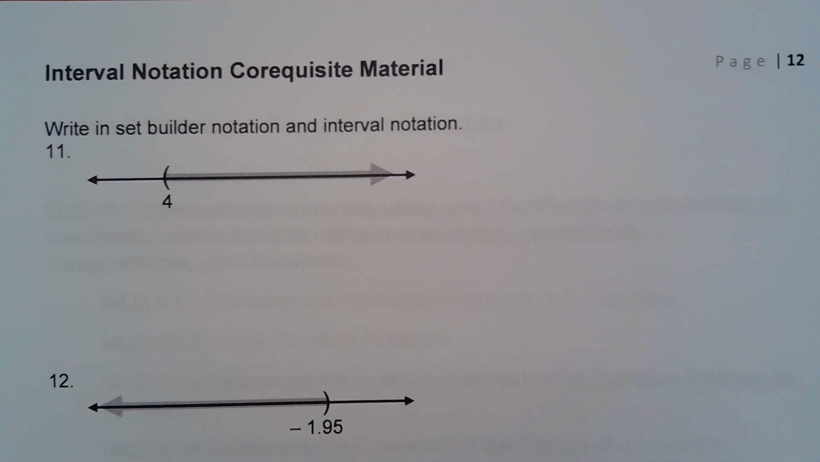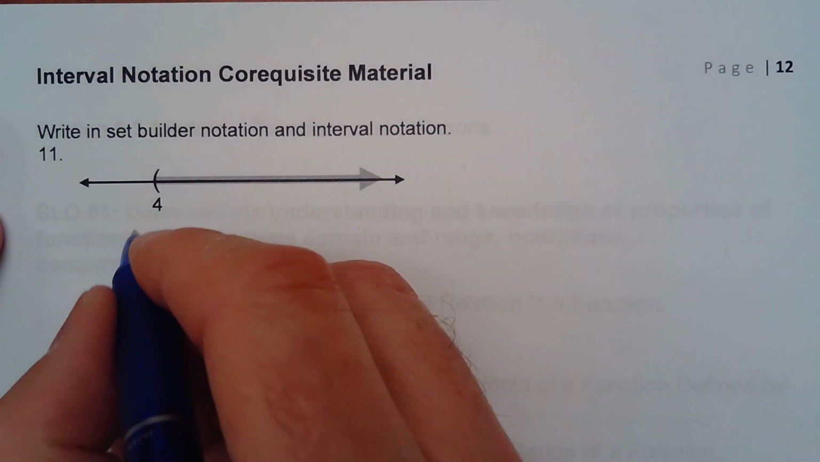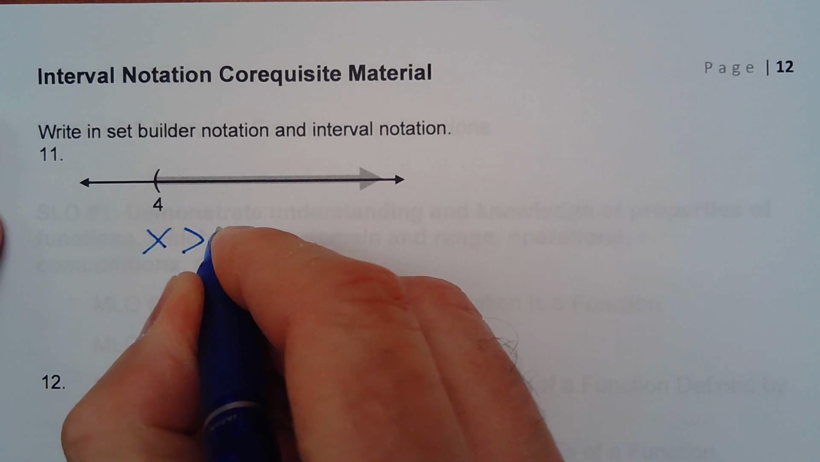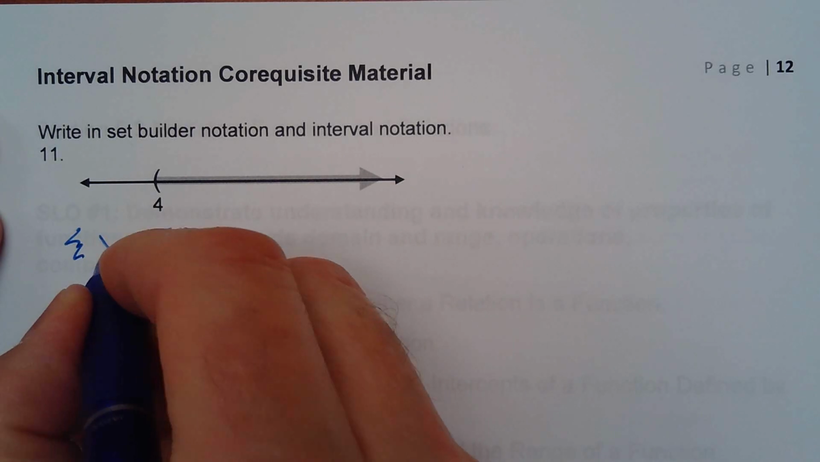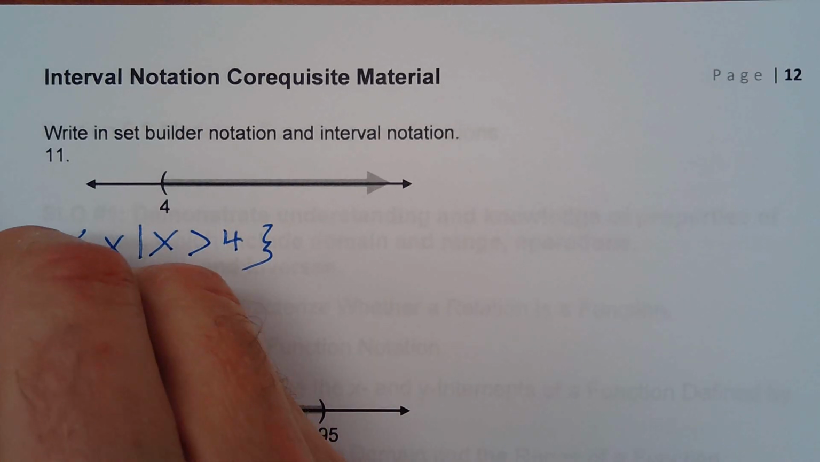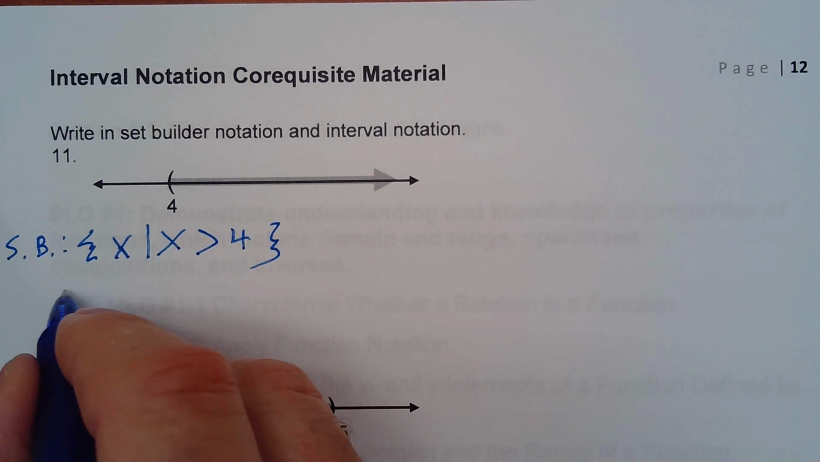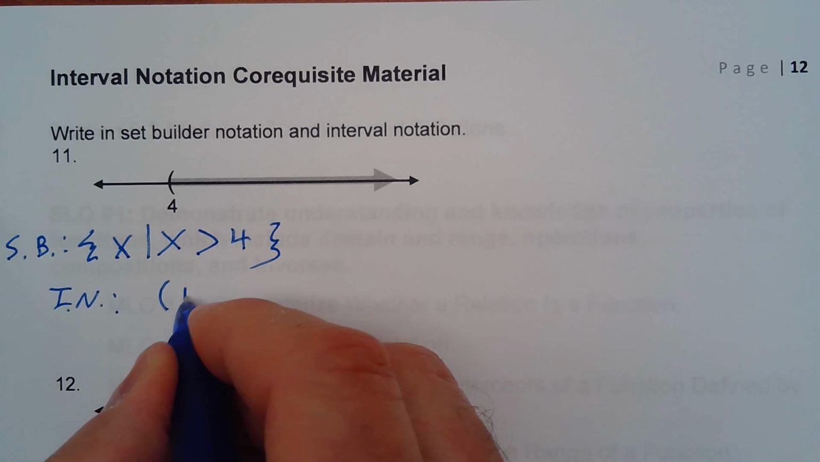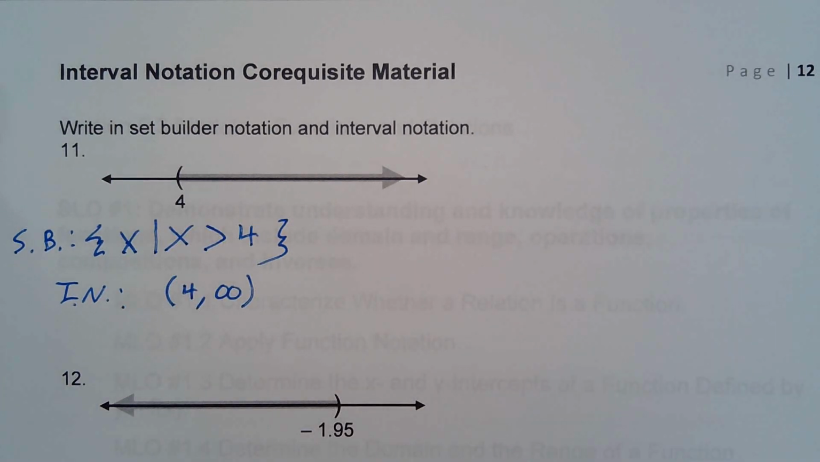So here we're just given the graph, and we're asked to write the set builder notation and interval notation. So here, this is my inequality, x is greater than 4. So in set builder, I do the set of all x, draw my line, and then close it with a curly bracket. So there's my set builder notation. And then interval notation, this would be 4 to infinity, since this thing goes on forever.